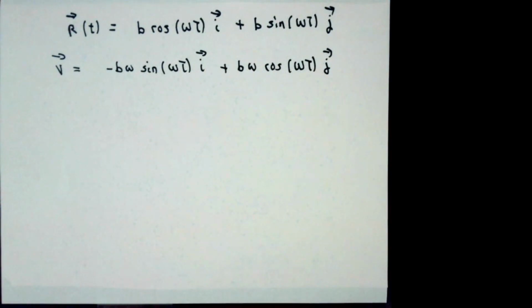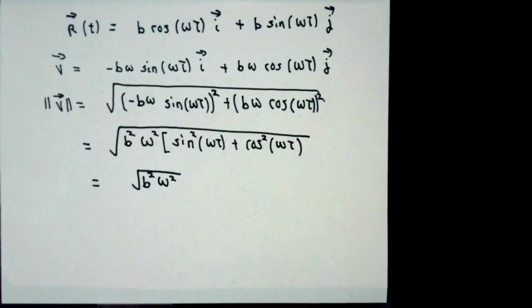Using the chain rule and information that we have from Calculus 1, it's easy enough to find the derivative of the r vector, the velocity vector. I will calculate the magnitude of this to figure out what the speed is. Squaring the components, adding them, and taking the square root, we find out that the speed is the principal square root of b squared omega squared.